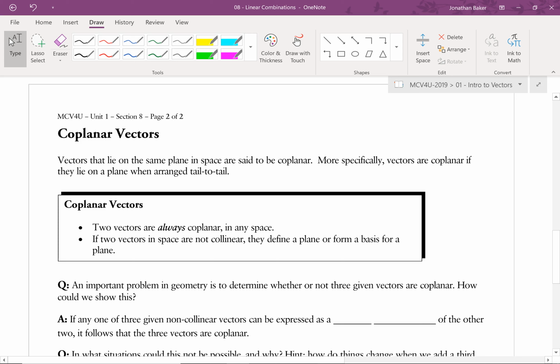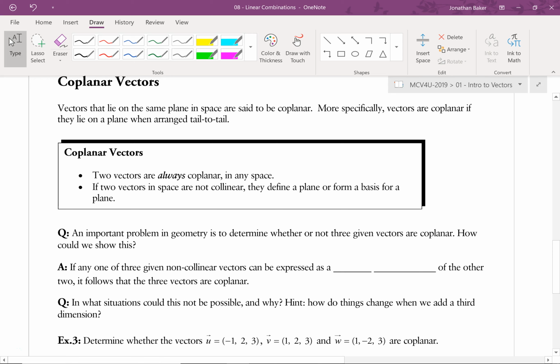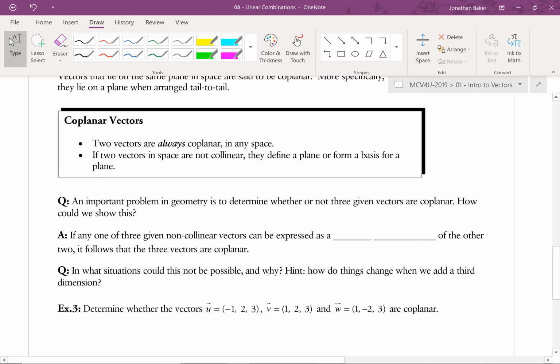And this is going to be true of any 2 vectors. No matter where you put them, you're always going to be able to put a sheet of paper on the vectors so that you can cover them both. So this is the first idea: 2 vectors are always coplanar in any space, as long as they are not collinear. If the 2 vectors are not collinear, they define a plane or form the basis for a plane. We can use that later, especially in Unit 3. But for now, it's important to remember that 2 vectors are always coplanar.